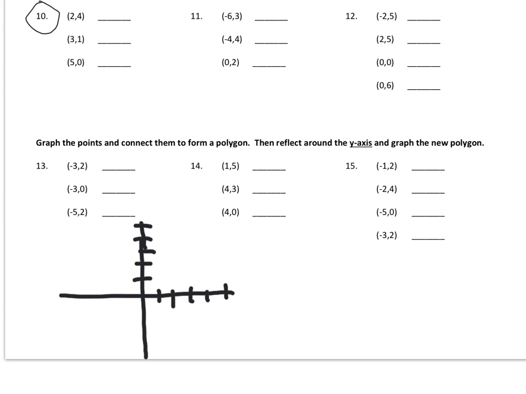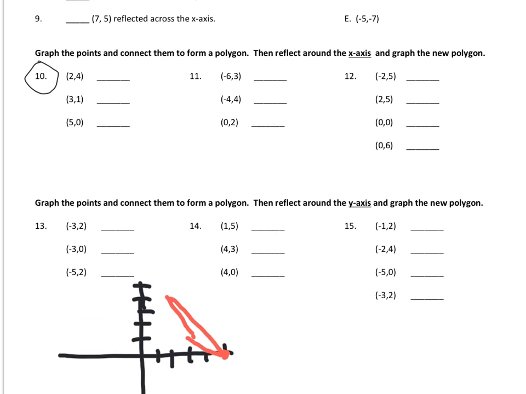Alright, so point 2, 4 is to the right 2, up 4, roughly right there. 3, 1 is to the right 3, up 1, roughly right there. And 5, 0 sits right here on the x-axis. So now let's connect those points. And now we want to reflect it over the x-axis.